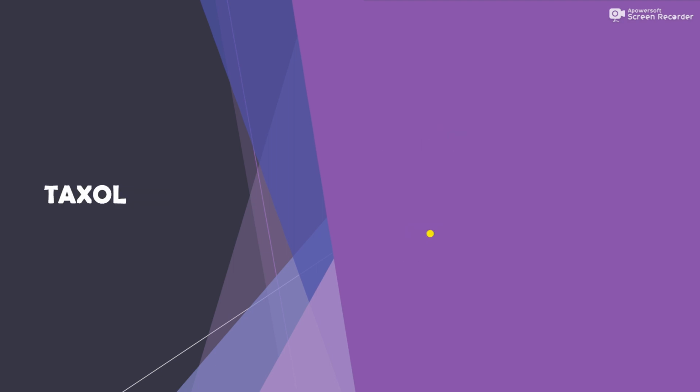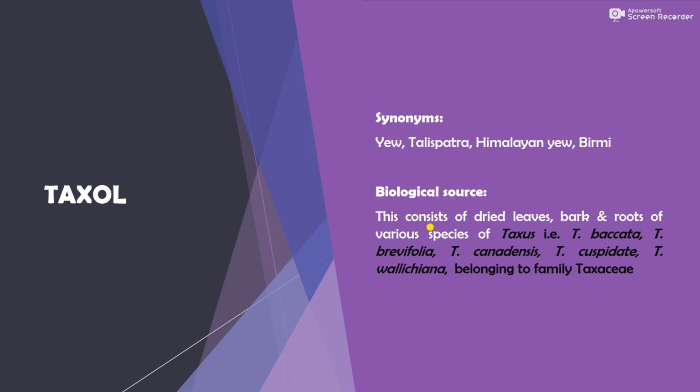The next drug is Taxol. What is Taxol? It is obtained from Taxus. The synonyms for the same are yew, Talispatra, Himalayan yew or Birmi. The biological source consists of dried leaves, bark and roots of various species of Taxus, that is Taxus baccata, brevifolia, canadensis, cuspidata, wallichiana, which belong to the family Taxaceae.